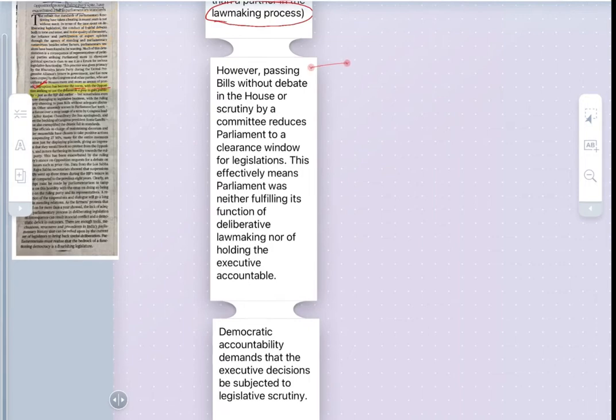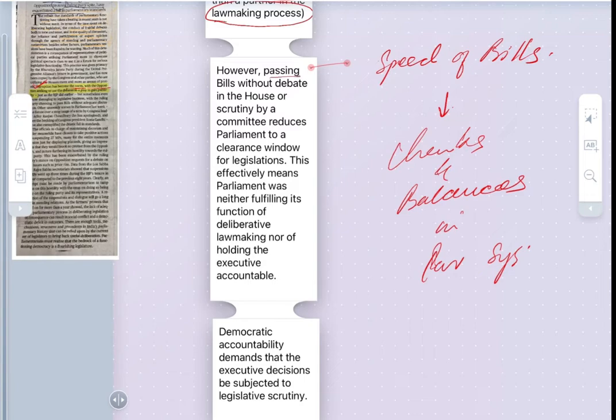Now there is another concern: the speed with which bills have been passed. For example, Lok Sabha on average takes less than 10 minutes and Rajya Sabha passes them in less than half an hour. No bill had been sent to the select committee. All this raises legitimate concern of bypassing important checks and balances in the parliamentary system. Passing a bill without debate in the House or scrutiny by committees, which I will discuss later on, reduces Parliament to a clearance window for legislation.